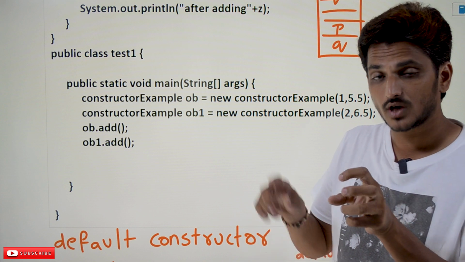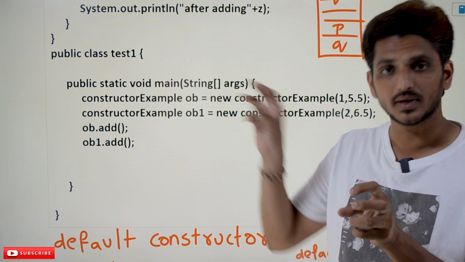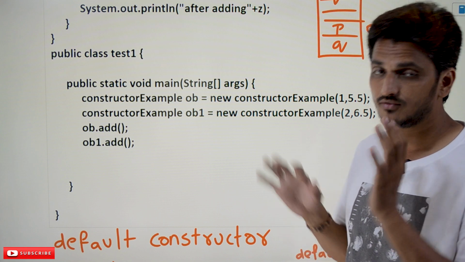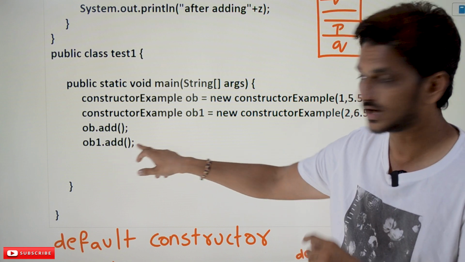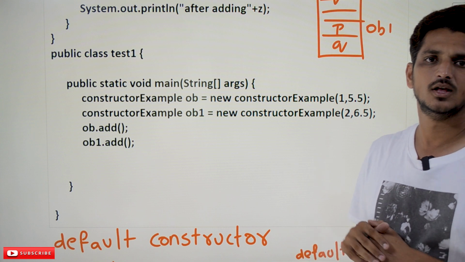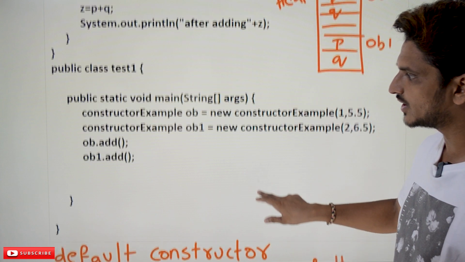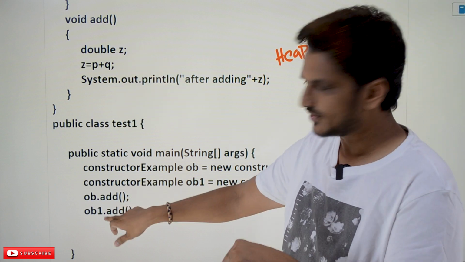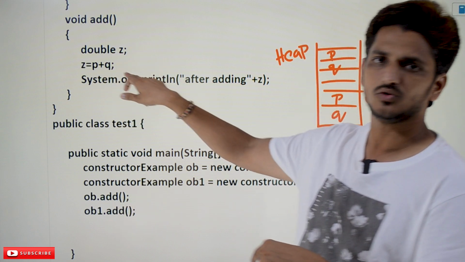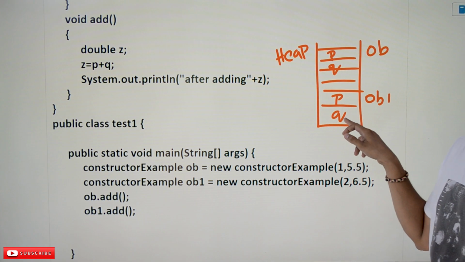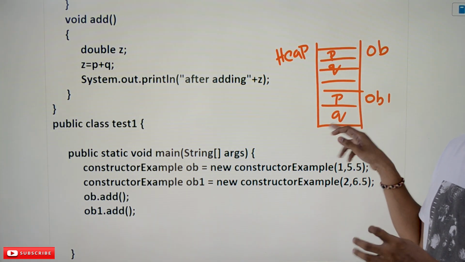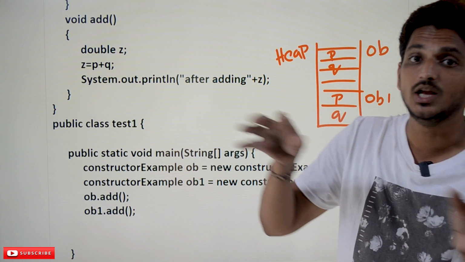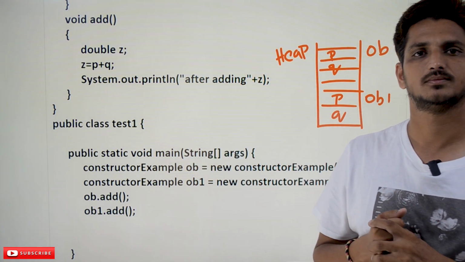Using ob1, we are calling the addOff method again. Understand it properly. This is very, very important to understand. Whenever we call ob1.addOff, again this code is executing. In OB1, what are the values of P and Q? 2 and 6.5. That's why each object has its own memory and its own input values.